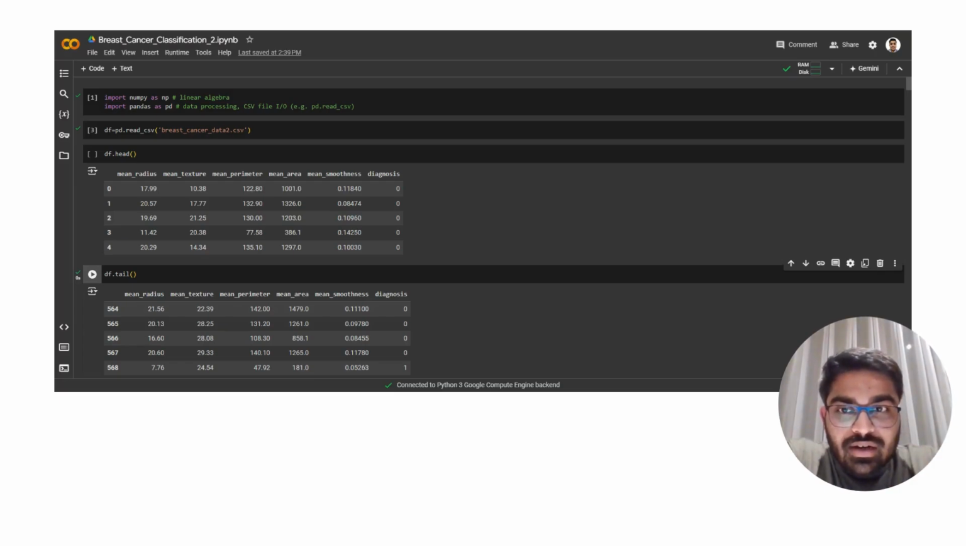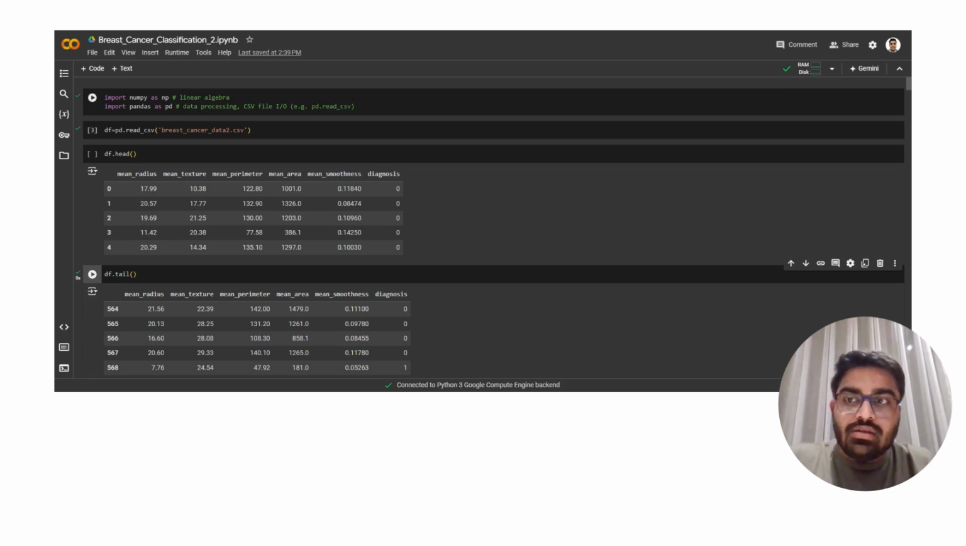Hello everyone. We'll be discussing the code that we have created for our breast cancer classification. Here we have used the second data set, which is the breast cancer diagnosis data set, which is taken from Yugoslavia. Let me just move on to the code itself.